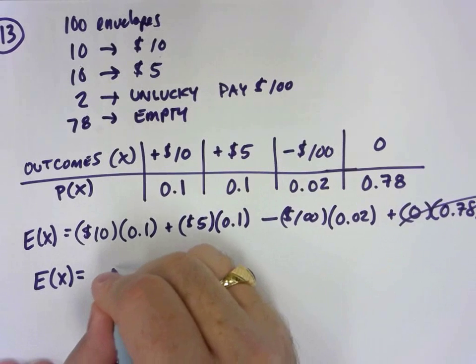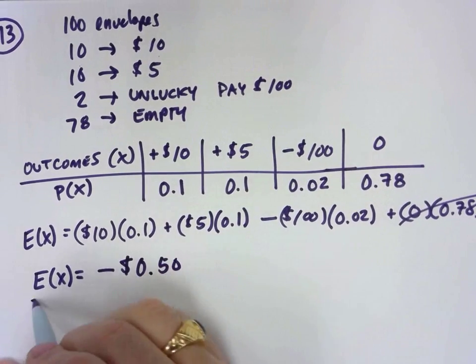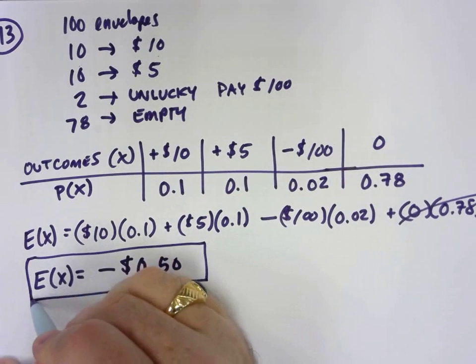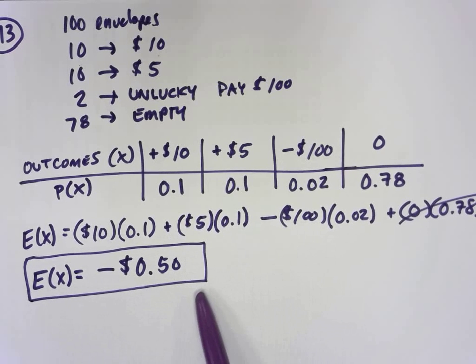And I get like a negative 50 cents. Okay. So basically you're expecting to lose 50 cents. Okay. Is that a fair game? No, because the expected value is not 0. Okay.